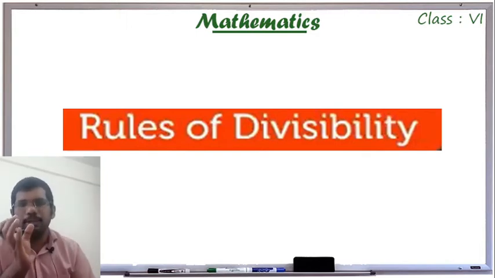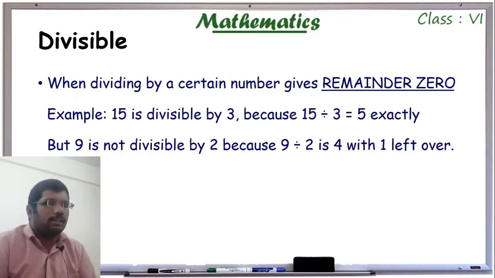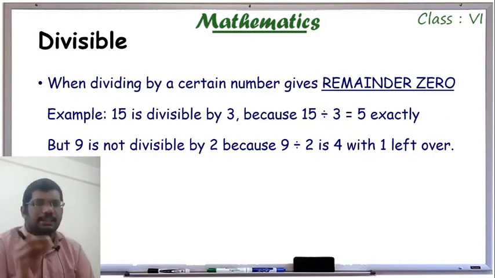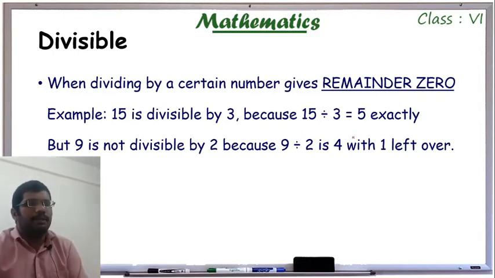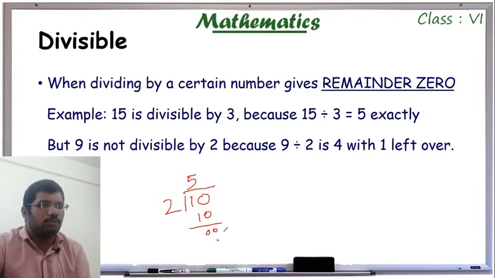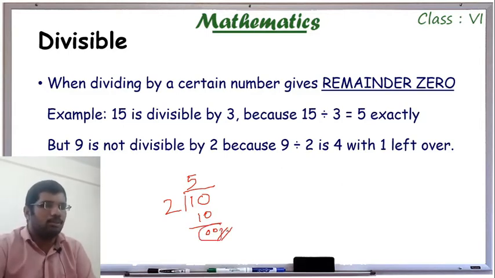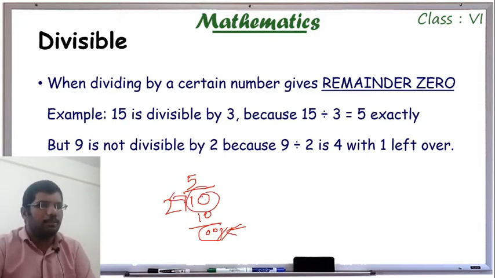So what is meant by divisible? We will check. When dividing by a certain number gives a remainder of 0, for example 10 by 2, the answer is 5 with remainder 0. So when dividing by a certain number, if we get the remainder 0, then we call it divisible. 10 is divisible by 2.